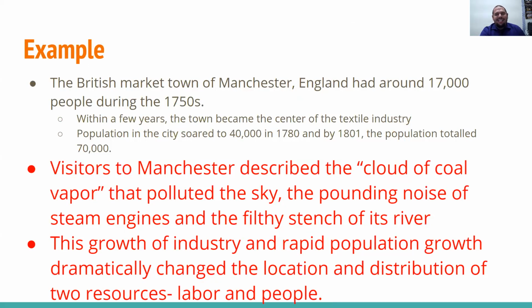The big city living. All right, so an example of this, your book goes into a little case study about the British market town of Manchester, England. Remember, we talked about Manchester yesterday. They had around 17,000 people living there during the 1750s. Within a few years, the town became the center of the textile industry. The population in the city soared to 40,000 in 1780, and by 1801, the population totaled 70,000.